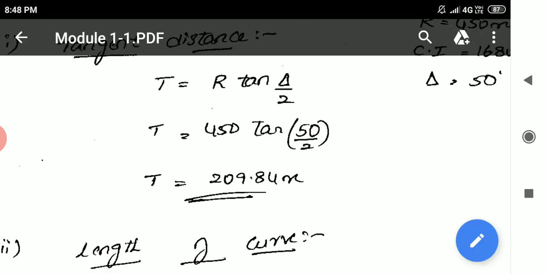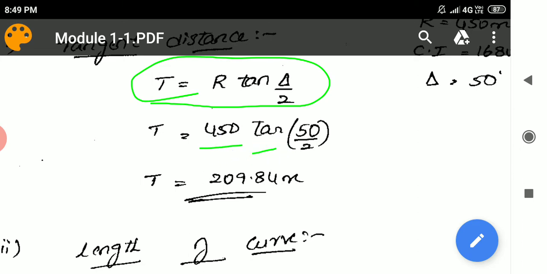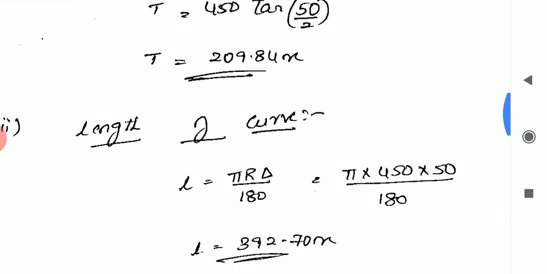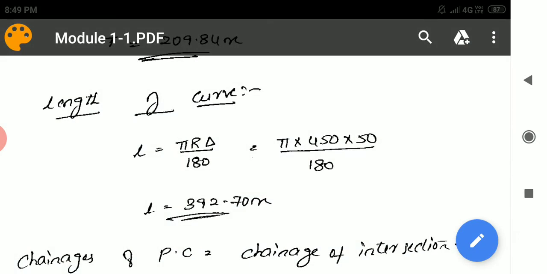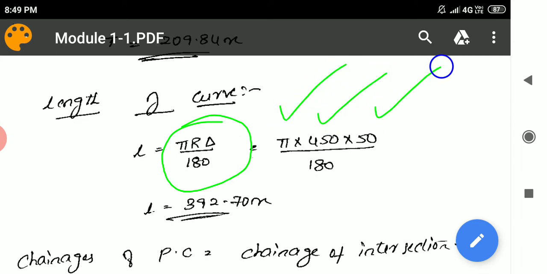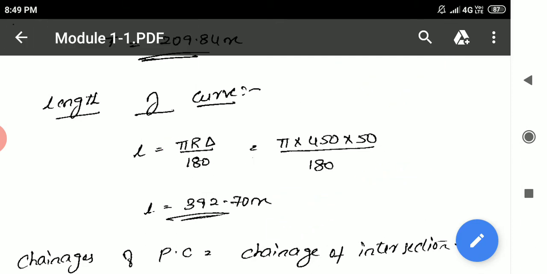Tangent distance formula is T equal to R tan delta by 2. R we know, delta he already mentioned. So by using this formula we will get the tangent length. Next one is length of curve. Length of curve formula is small l equal to pi R delta by 180. So I will put pi, R value and delta value, and I will get the length of the curve, that is 392.7 meter.